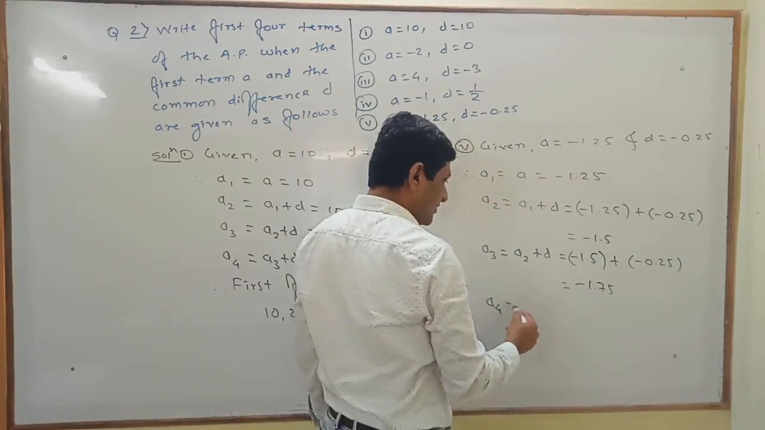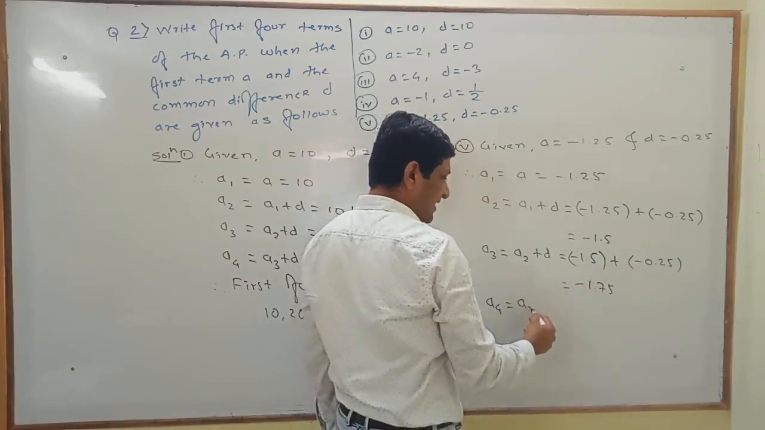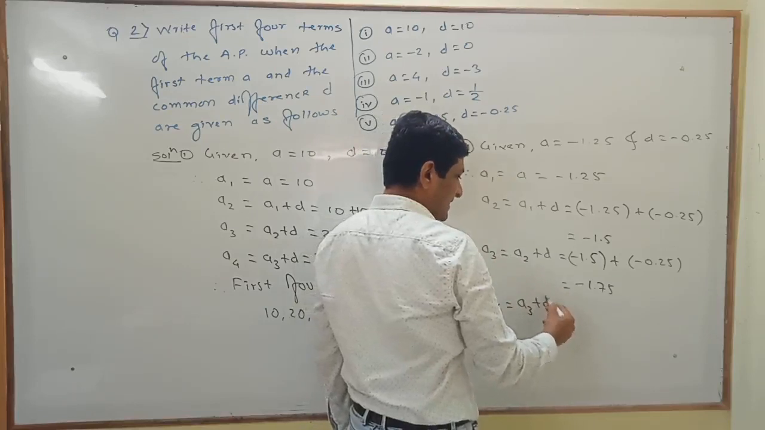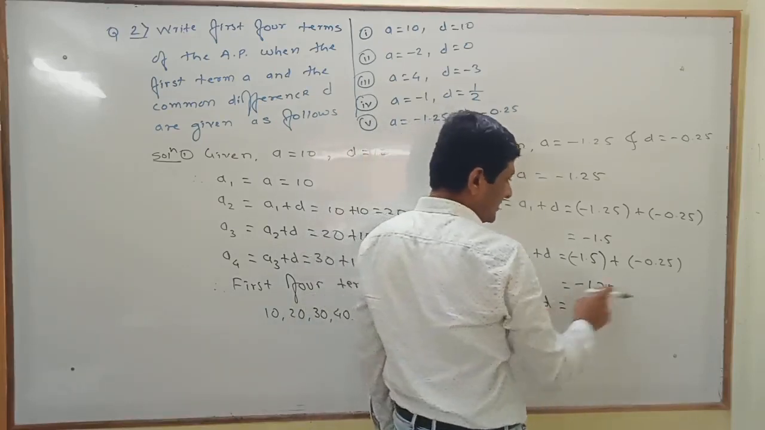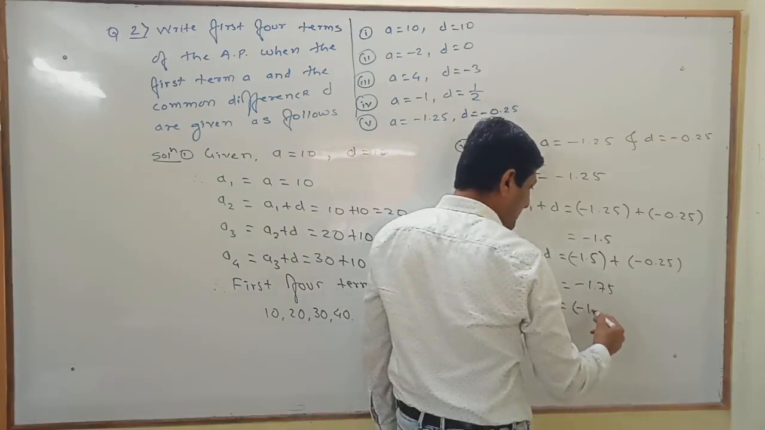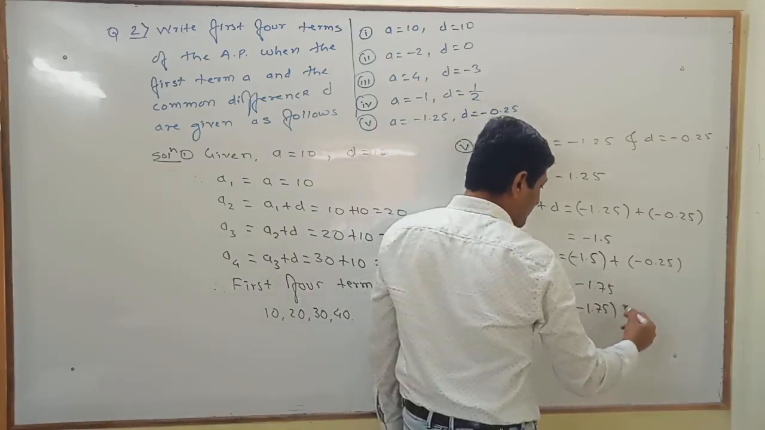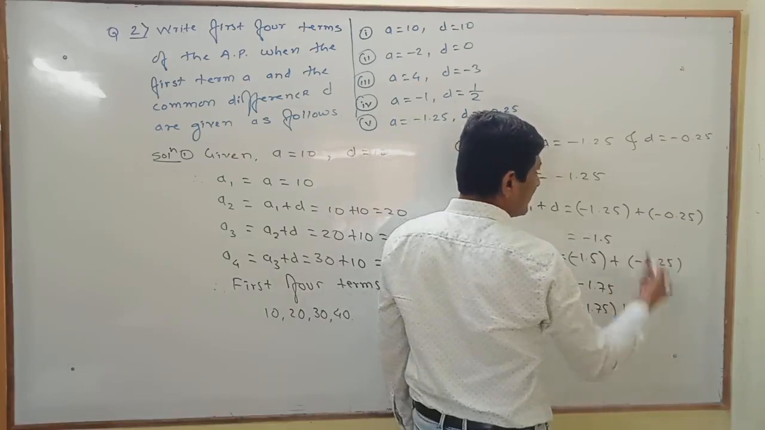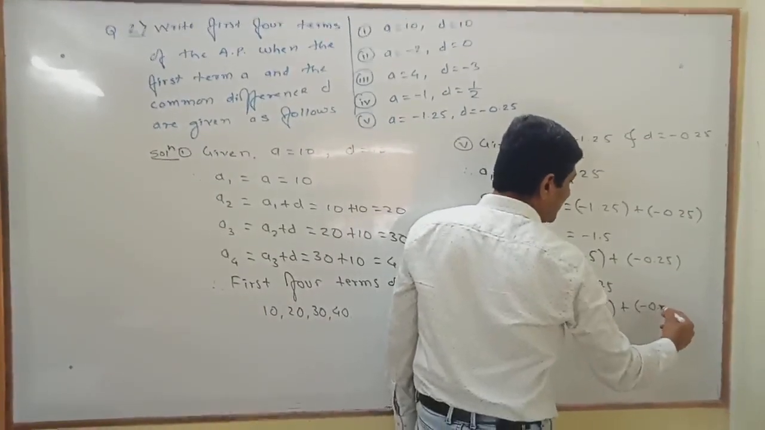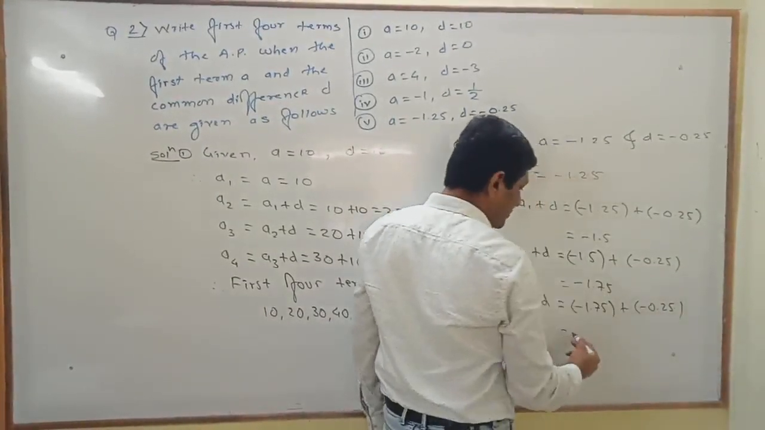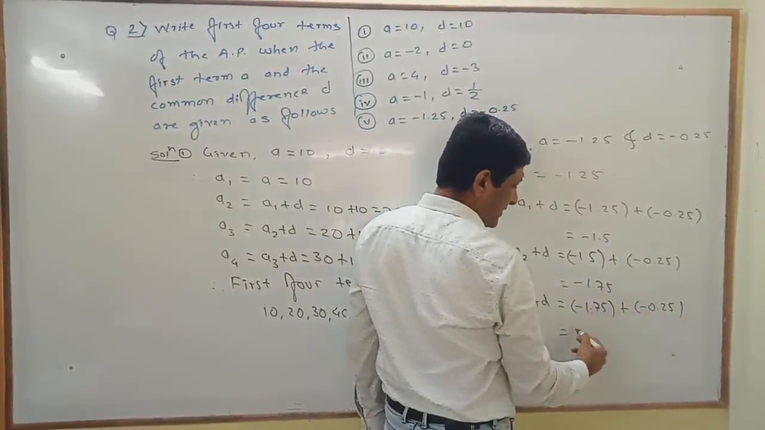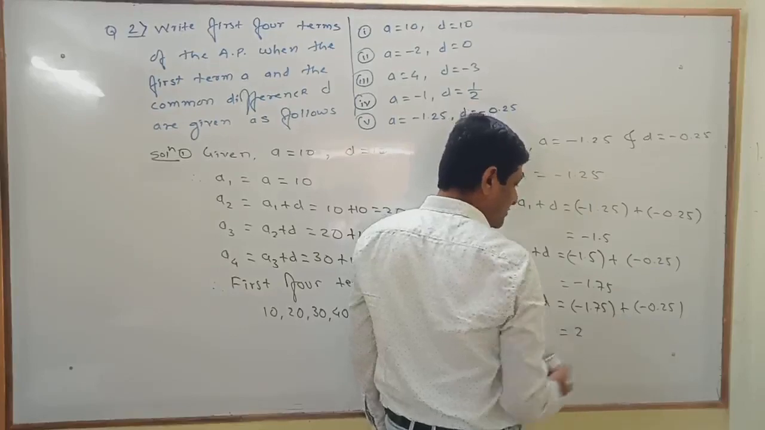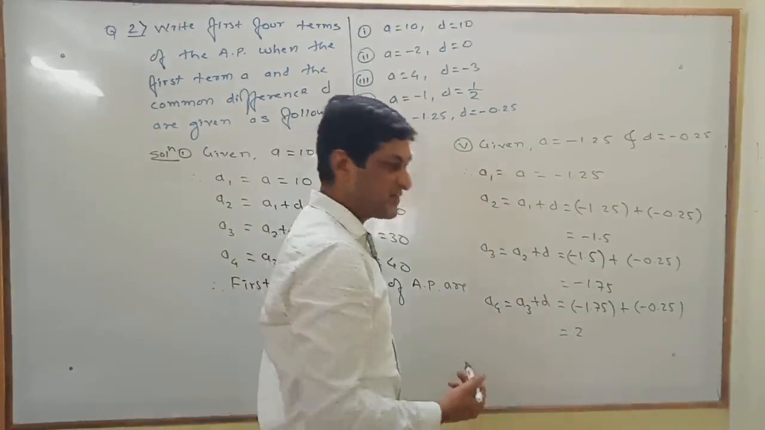Now to find the fourth term, again use the same method. A3 plus D. In the third term we are adding D. So what is the value of A3 here? Minus 1.75 plus D is equal to, what is the value of D? Minus 0.25. And what is the addition? Minus 1.75 plus minus 0.25 will be equal to minus 2.0, means minus 2. In this way we have got the first 4 terms.